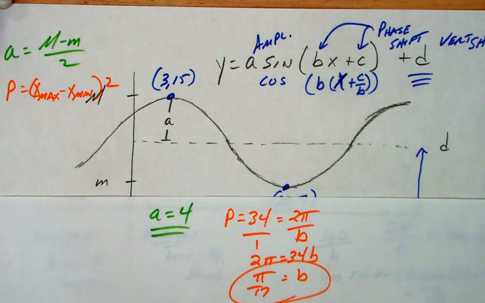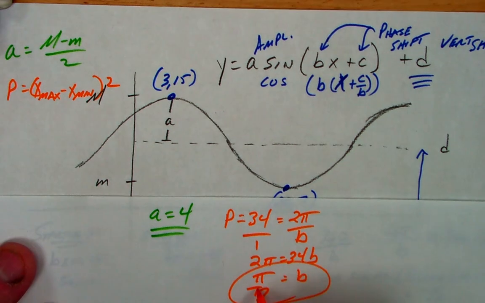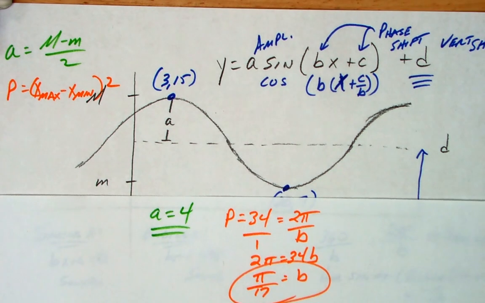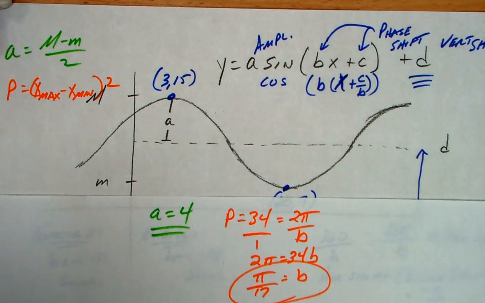Is 17 the midpoint, or halfway through? No. Because on the last one, pi over 6, we found out the period was 12. So yeah, there's a direct correlation there. Honestly, I've never noticed that before, so you're very observant, young man.